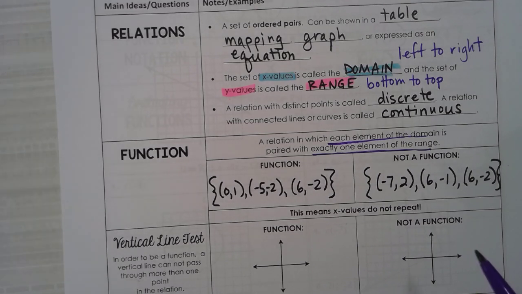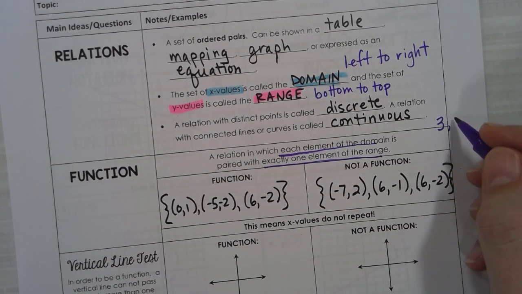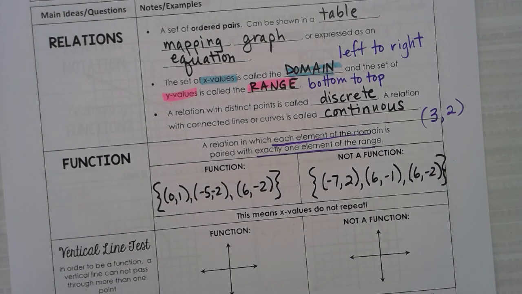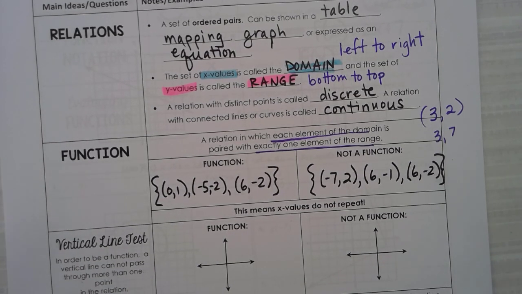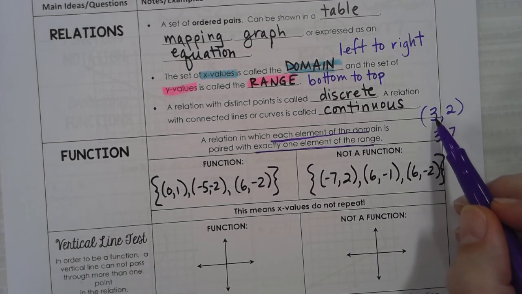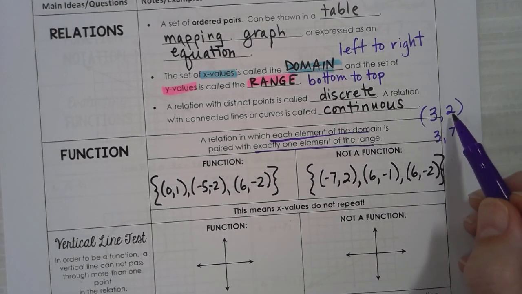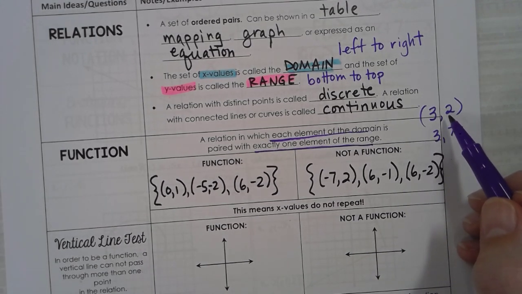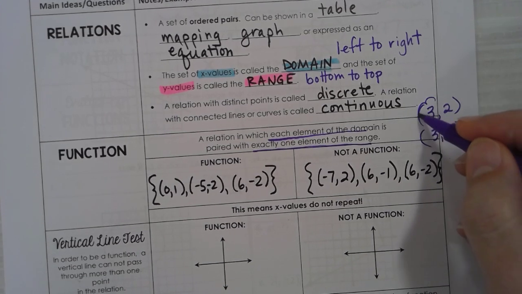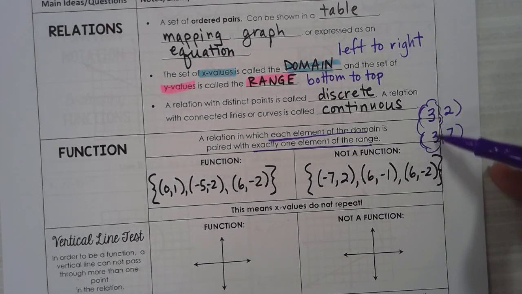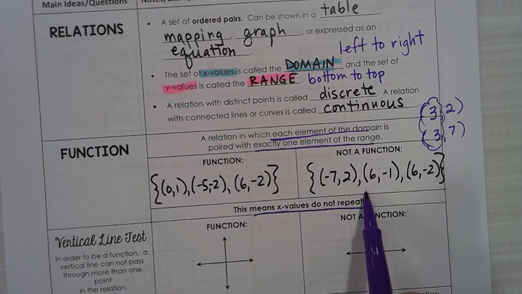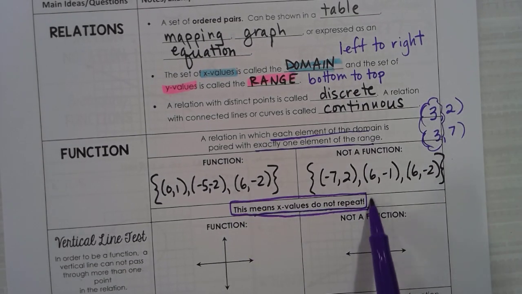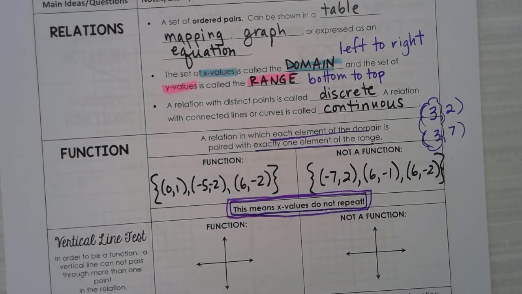Which means that the x's can't repeat. If my x was 3 and I say 3 gets the number 2, and then I had another 3 and it got a 7, that makes it not a function, because each domain, this number 3, should only get one y value with it. We can't have another y value with it. So what we're looking at to determine if something is a function is, do those x values repeat? The x values cannot repeat. That's what makes it not a function.